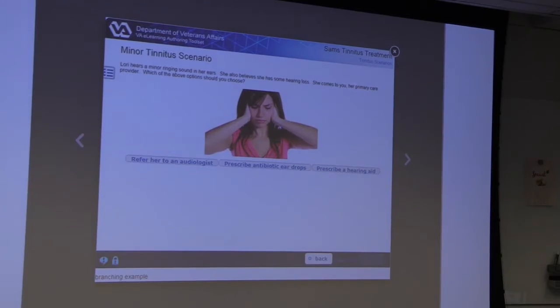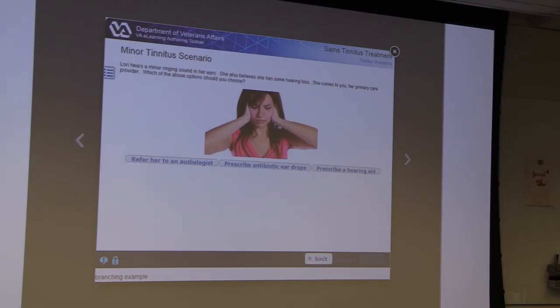This is Lori, and she has minor ringing in her ear. She's not certain. She has some hearing loss, so what should we do? Here we have kind of multiple choice. What should we do here? Yeah. Right, refer to the audiologist. Find out what the problem is.